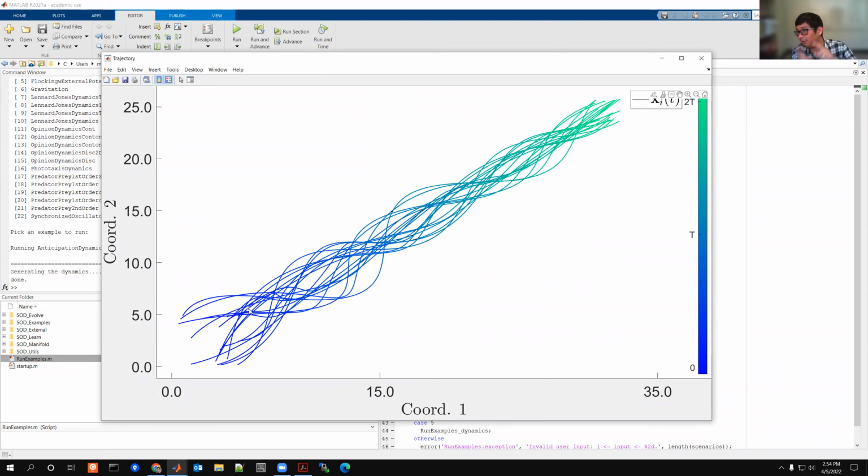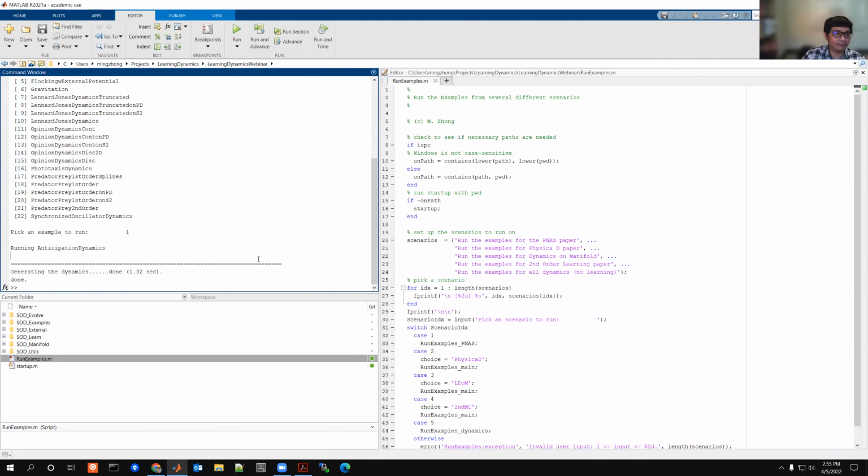So they are not flocking right away. They're actually revolving around the center of mass velocity first, and then slowly flock into that direction. Okay, so this is the anticipated flocking dynamic example, and then we can run again.